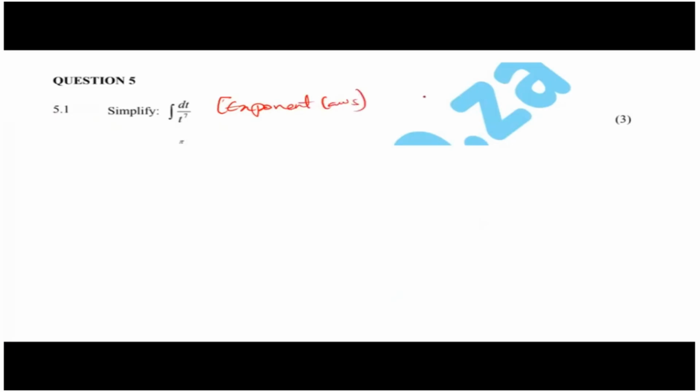Why? Because we know that 1 over x raised to the power n is equal to x raised to the power minus n. So you see, it's the t. You're supposed to integrate with respect to t. The rule still applies. Okay, so start solving. These ones are easy.